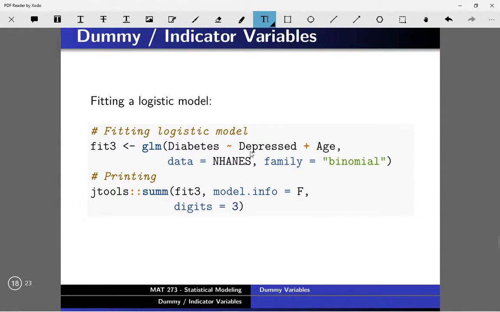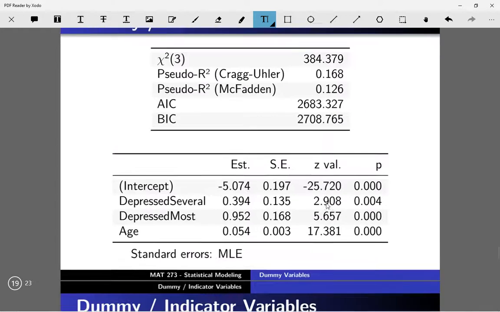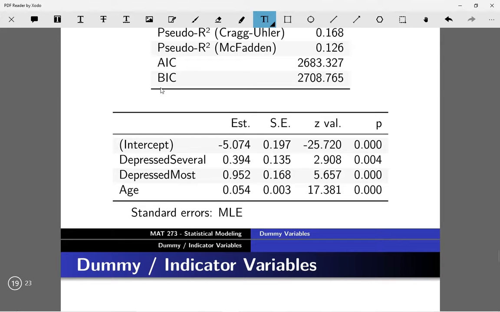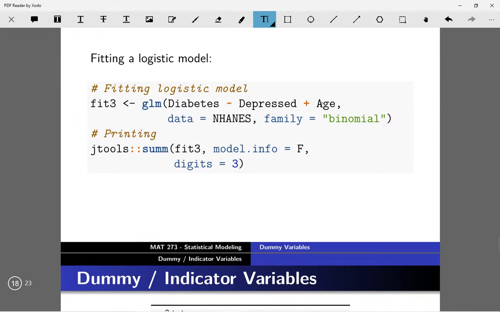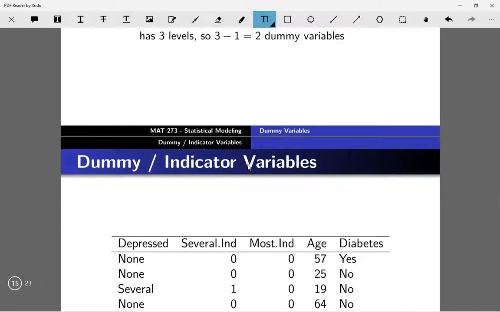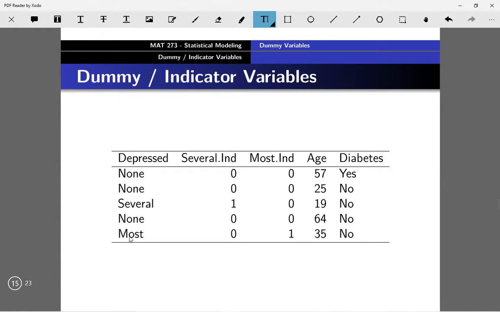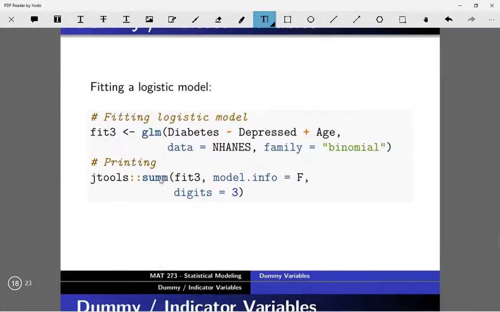Okay, so now fitting the model and looking at the output, we get our coefficient estimates for the effect of someone feeling depressed several days each month or most days each month, and then their age in years. So this was again using the categorical variable depressed. If we look back at the table and see how that was coded, it's just a string variable. It's just words. But R is able to fit a regression model with this as a predictor and get these estimates.